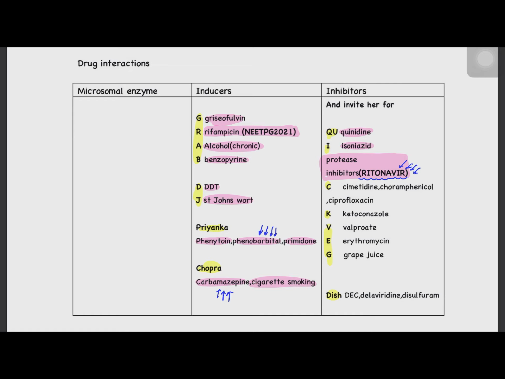The other drugs are cimetidine, which is not used now, chloramphenicol, and ciprofloxacin. The most potent enzyme inhibitor is ketoconazole, then valproate, erythromycin, also clarithromycin, and the other drugs, then grape juice, and in the dish we have DEC, delavirdine, and disulfiram, the aversive agent which is used in alcohol de-addiction therapy. So this is about your drug interactions.